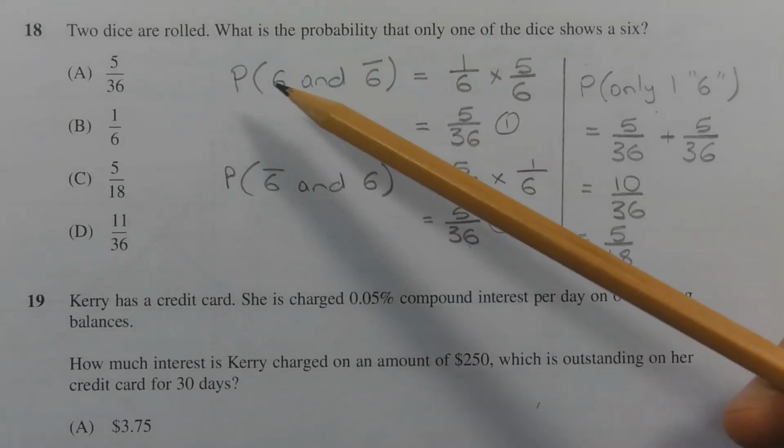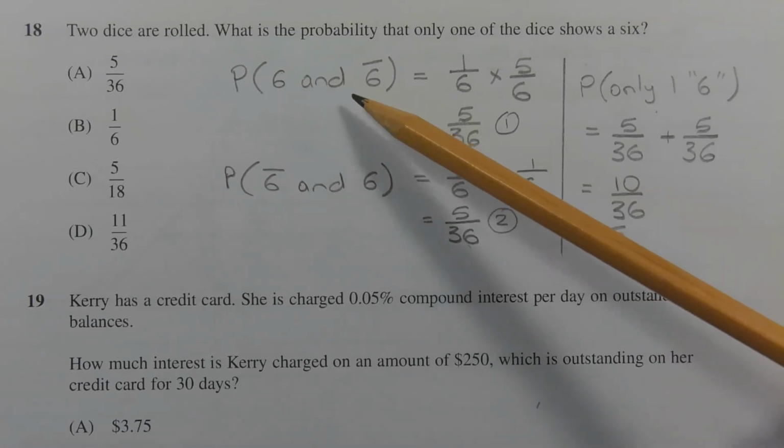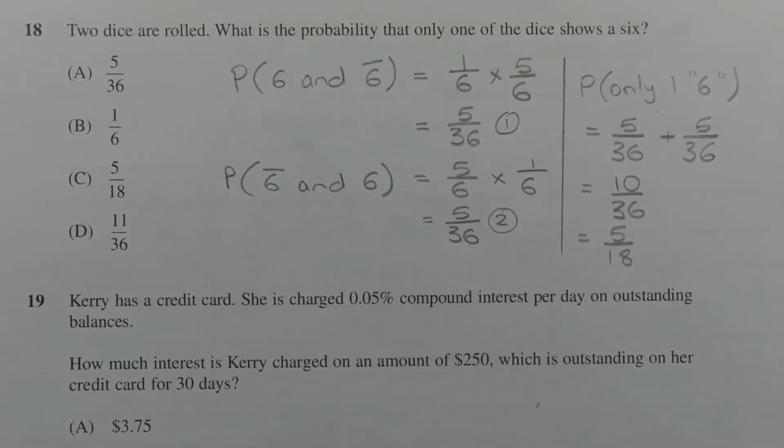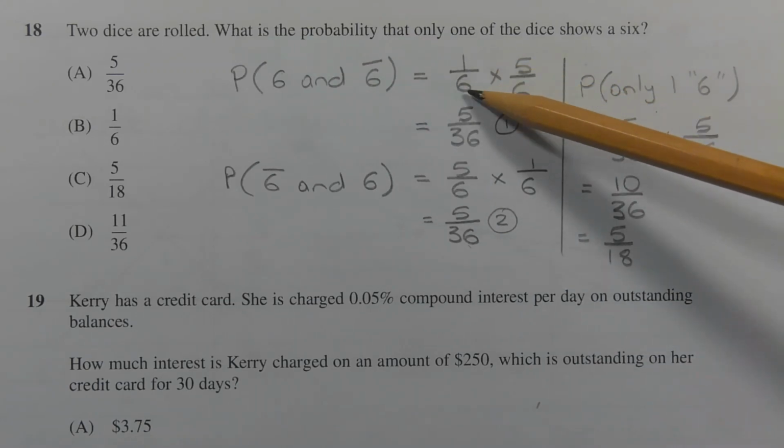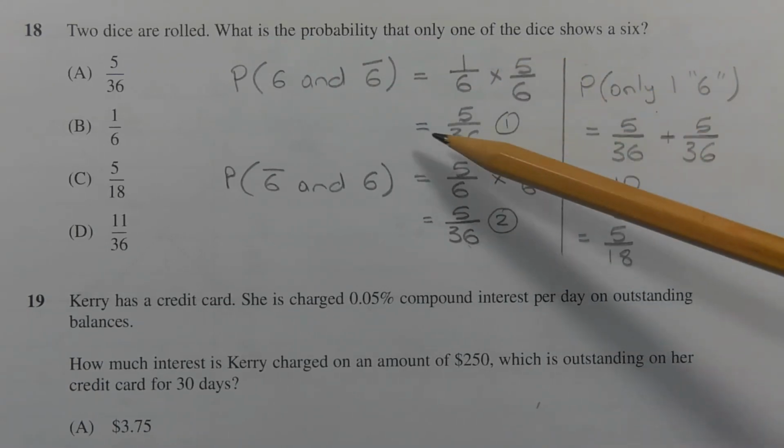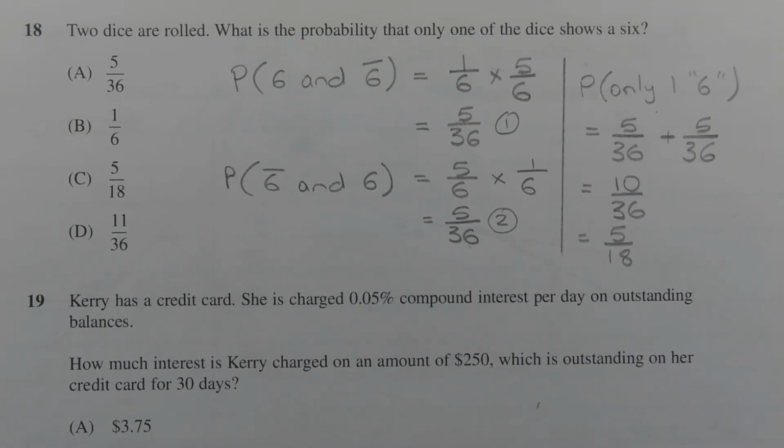And the probability of the first dice being a 6 and the second dice not being a 6, using the multiplication law of probability, is given by 1 over 6 times 5 over 6, which equals 5 over 36.